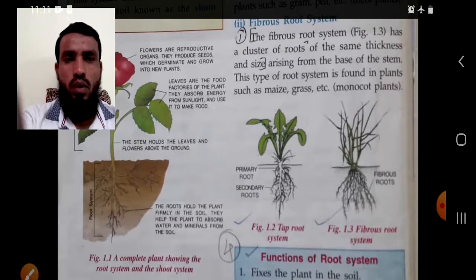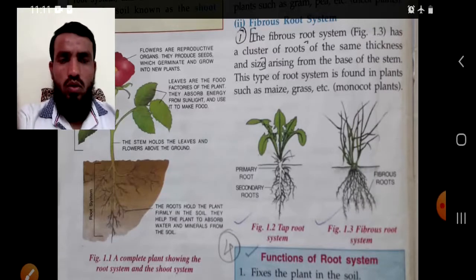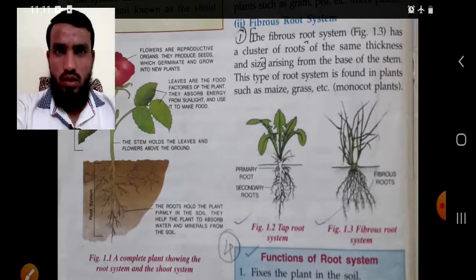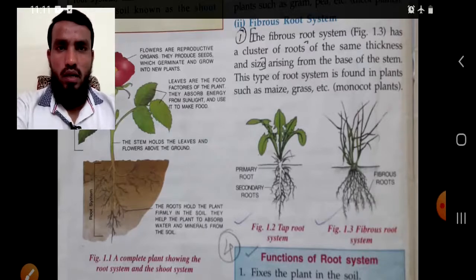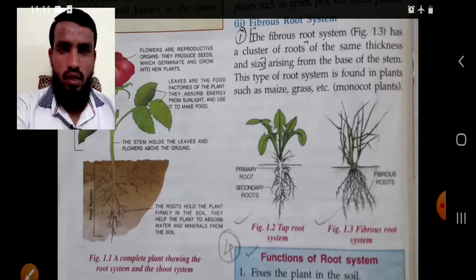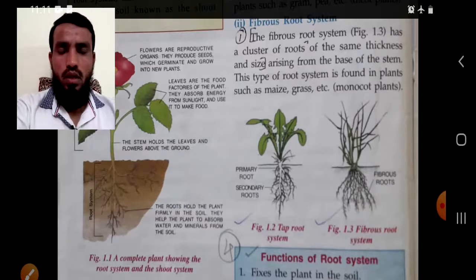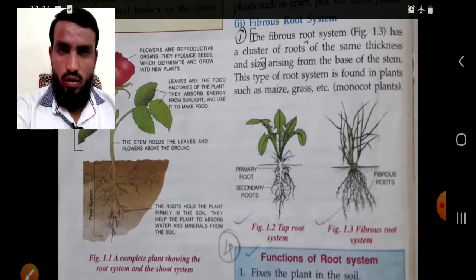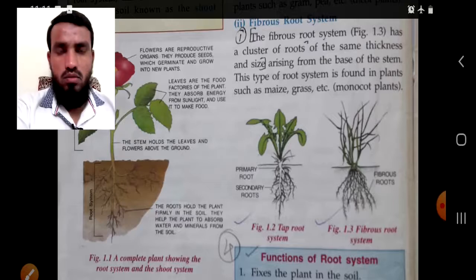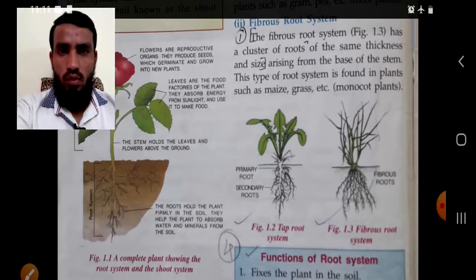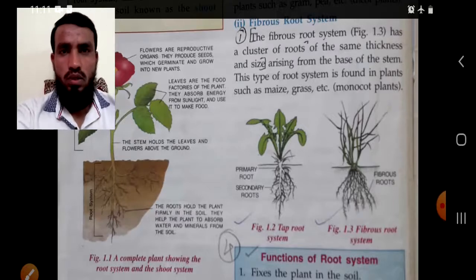Because that is the underground part of the plant. The basic function of the root is holding the plant in an upright position. It provides protection and the base, so the plant can stand in a steady state. The second thing is that it also helps to absorb water and minerals from the soil, because water is a very important thing for the plant. Without water the plant cannot survive.